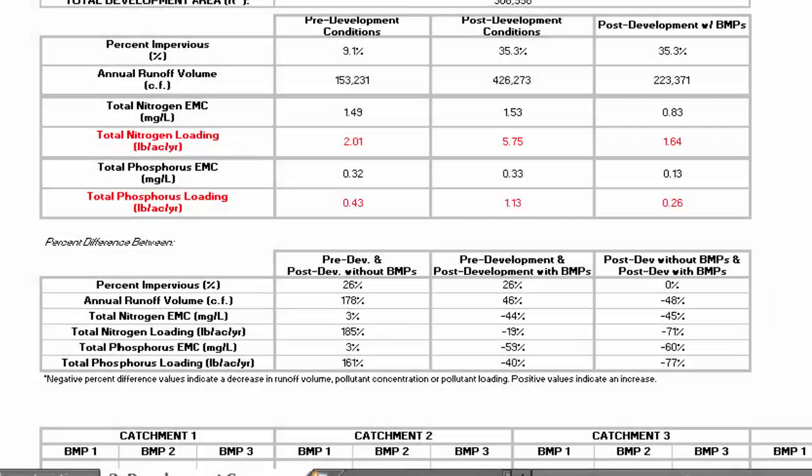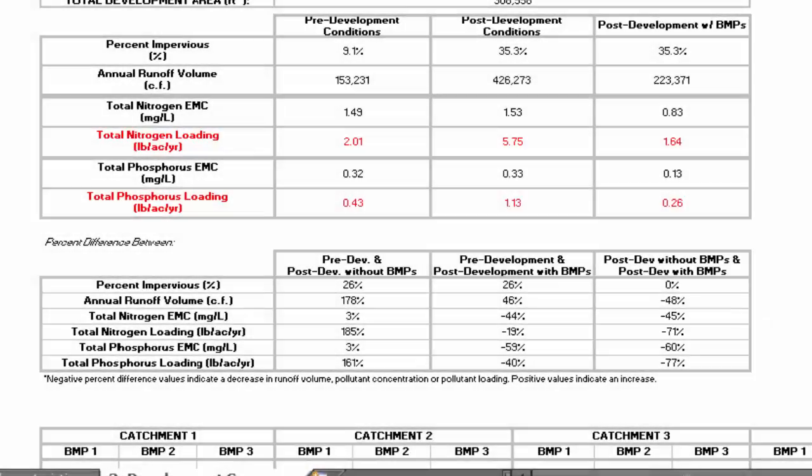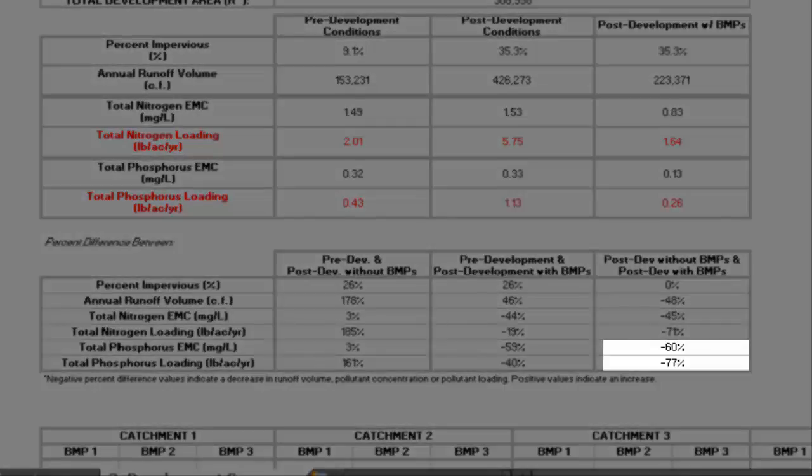Similarly, BMPs reduced post-development nitrogen concentrations and loads increased by 45% and 71% respectively. BMPs also reduced post-development phosphorus concentrations and loads by 60% and by 77% respectively.